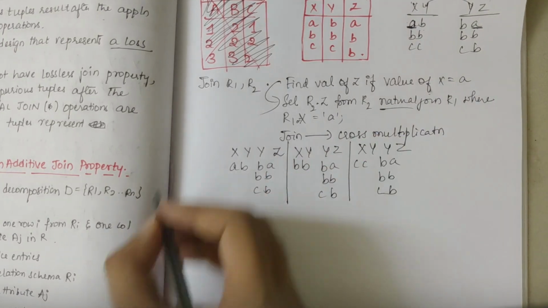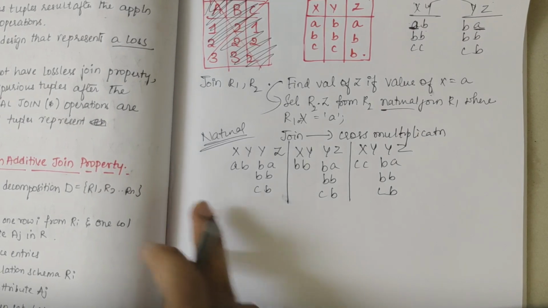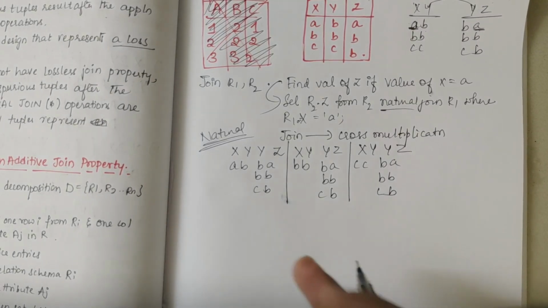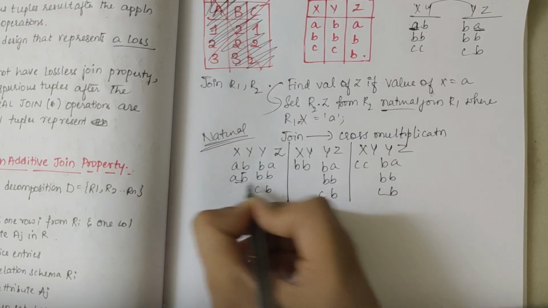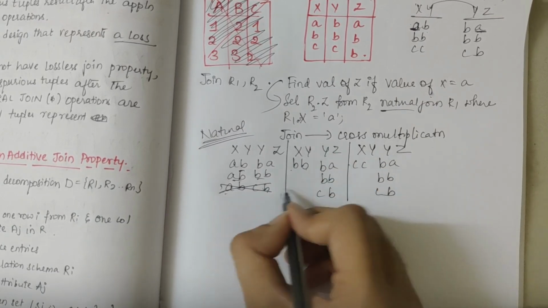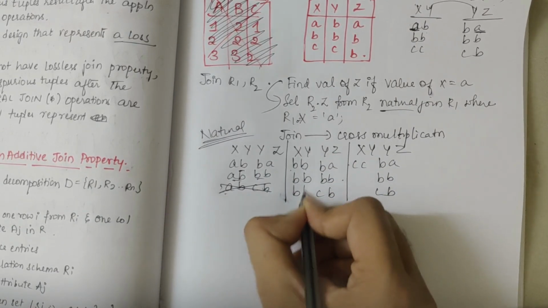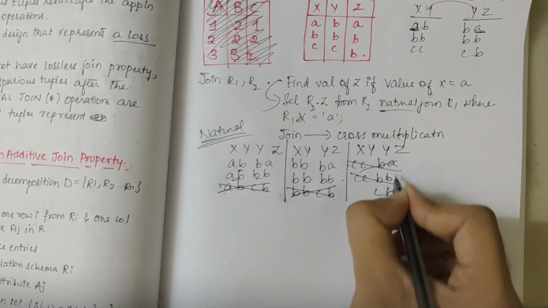Now here I've considered natural join. So natural join says that only if the y value is same, select, or else reject the other values. So here y value is B, here also B, here also B, here also B. But here it's not the same, so reject this. Here BB, consider this. Here again BB, consider this. Here it's not same, reject this. CCB, reject this. CCBB, reject this.